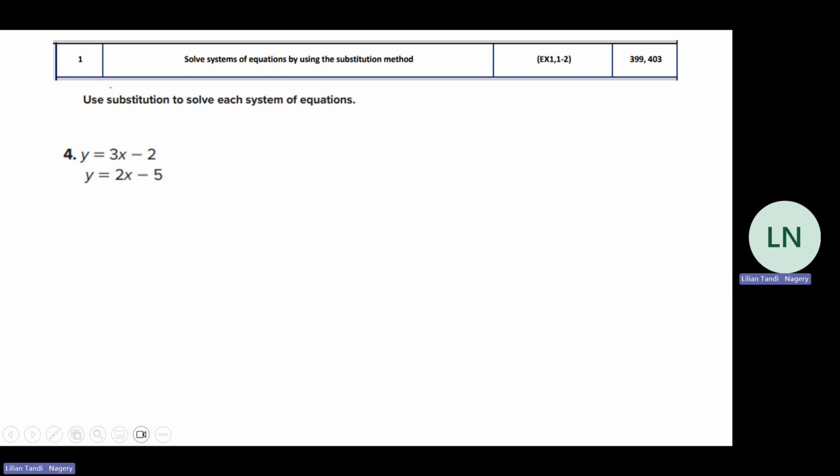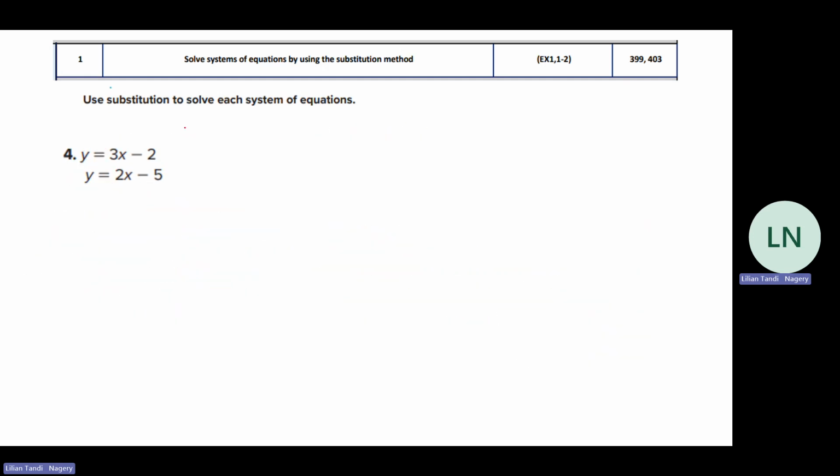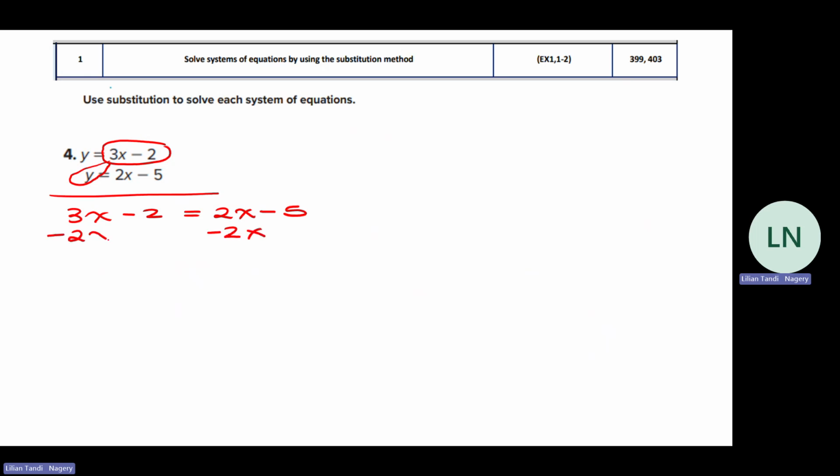Okay, why does this look the same? 34, okay, no, it's not the same. So I will take this because my variables are the same. I will replace it here. So now we have 3x minus 2 equals 2x minus 5. So I will subtract 2x on both sides. I will add 2 on both sides.